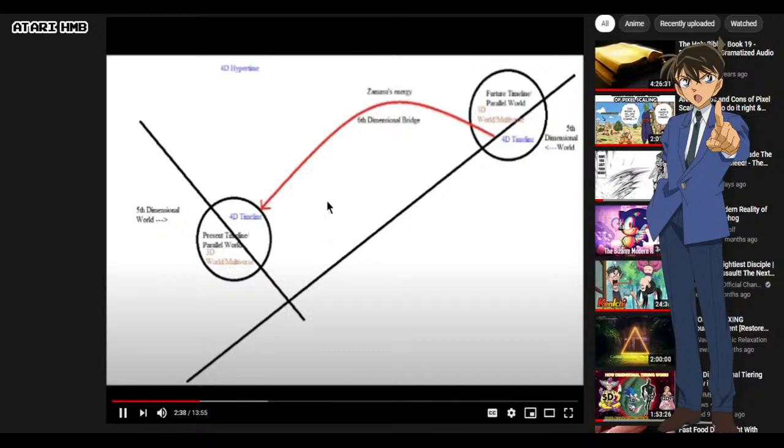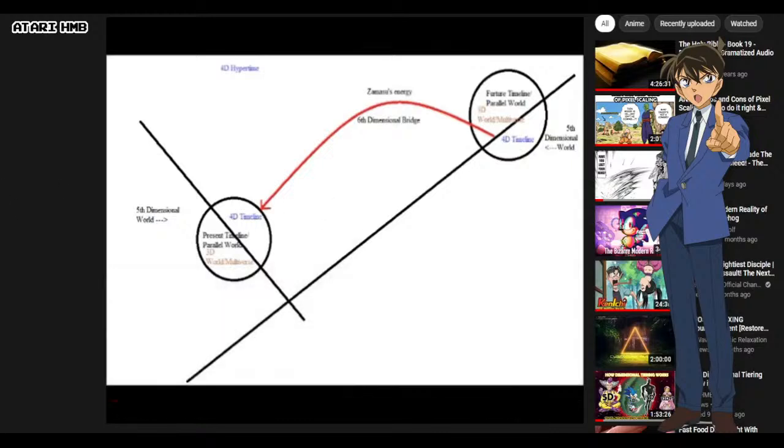Before I go into Merge Zamasu for the manga, let's talk a little bit about the misconception. Most fans, especially Marvel or DC fans, who generally have no understanding of string mechanics or string theory, and that goes for many other anime fans, get the misconceptive idea that a fourth dimension is time.